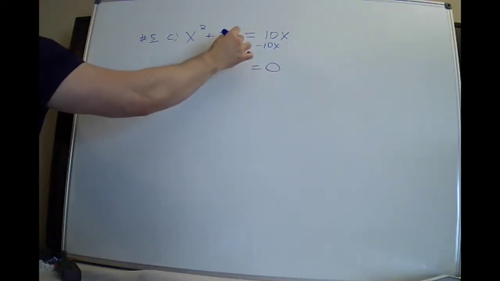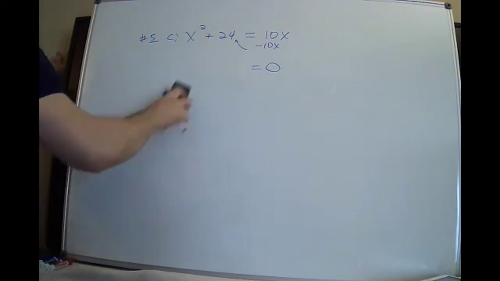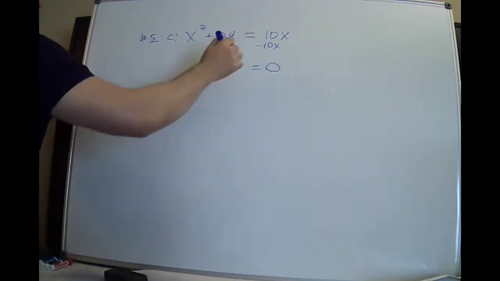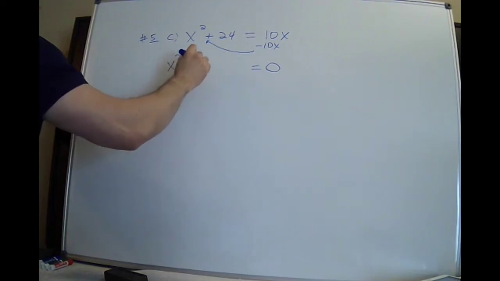Now, you can't just put it over here. You need to put it where it would go normally. And where the 10x would normally go is in the middle. So I'm going to write it in the center where it's supposed to be.